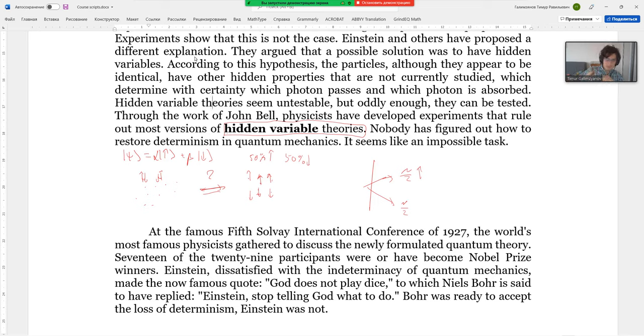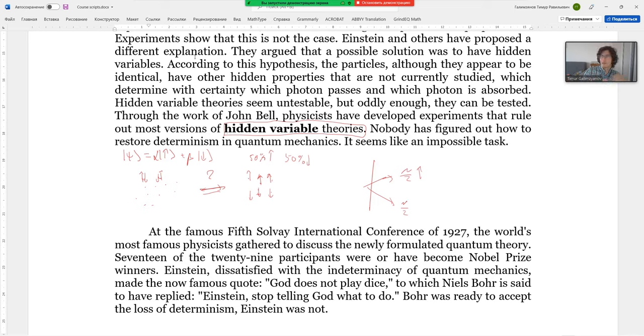And actually, what I like about this a lot is that John Bell himself didn't believe in the randomness of quantum mechanics, and he invented this experimental setup, and the inequality you have to test in this setup, trying to prove that quantum mechanics is not random, not non-deterministic. He tried to prove that quantum mechanics was deterministic.